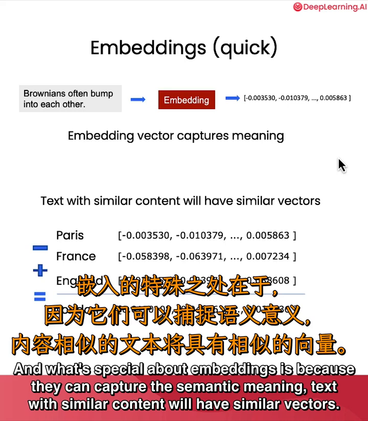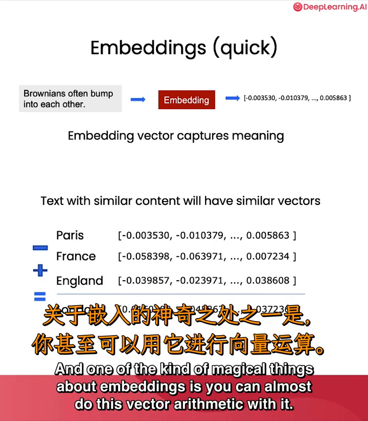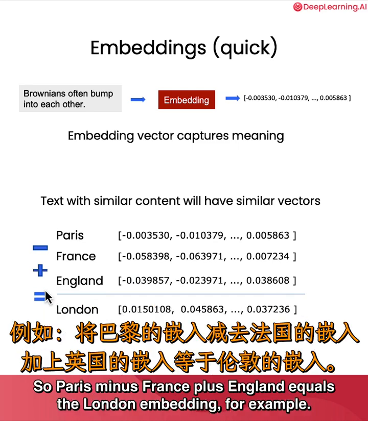And what's special about embeddings is that because they can capture the semantic meaning, text with similar content will have similar vectors. And one of the kind of magical things about embeddings is you can almost do vector arithmetic with them. So Paris minus France plus England equals the London embedding, for example.